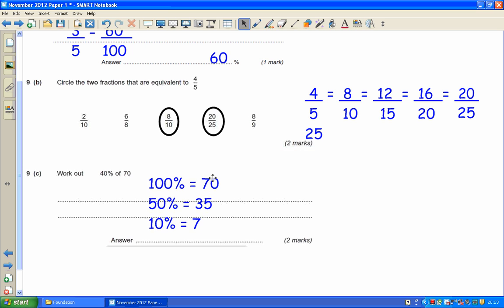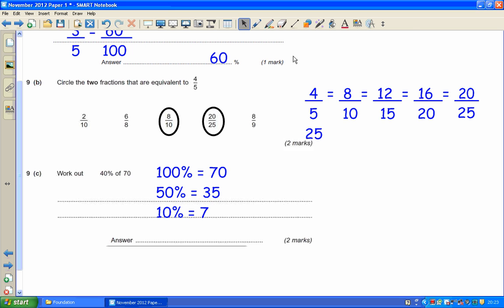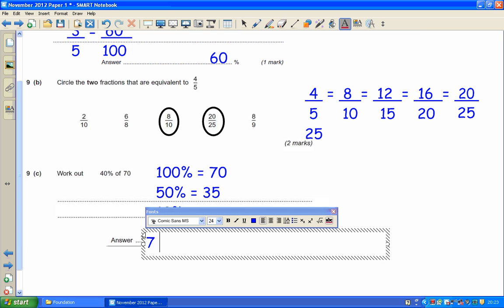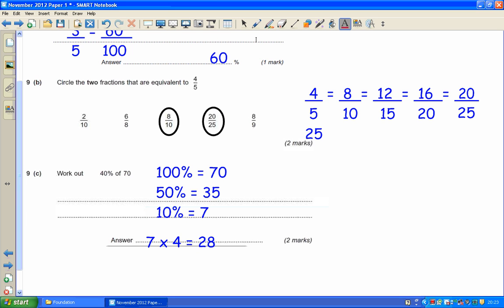So now I've got that information, I can work out what 40% is. I could either do 10% times 4, which is 7 times 4, which equals 28. Or I could say 40 is 50 minus 10, which is 35 minus 7, which is 28 as well. Up to you.